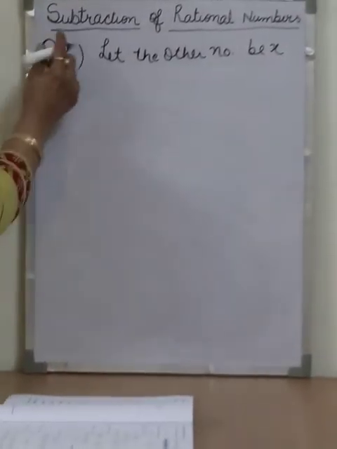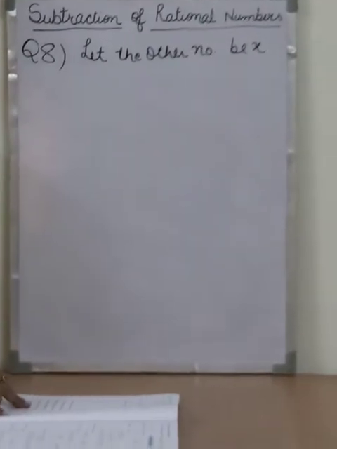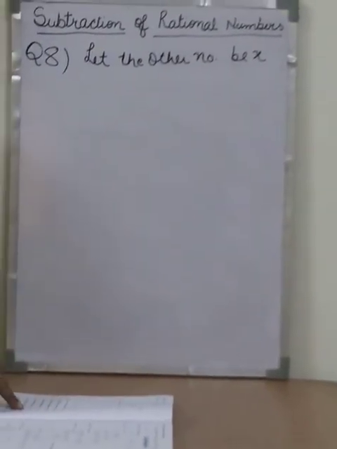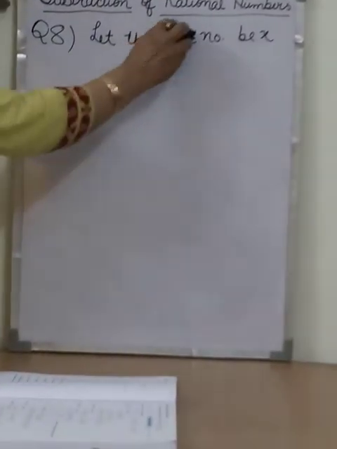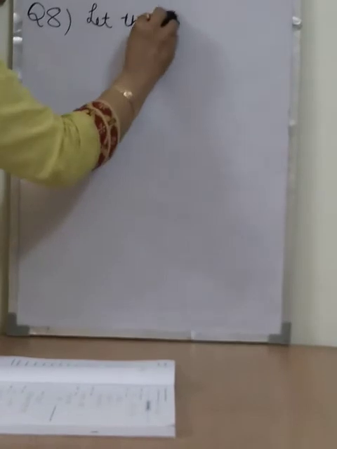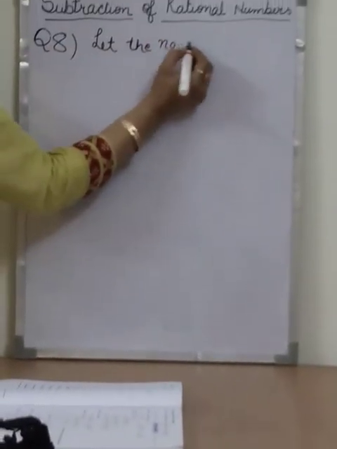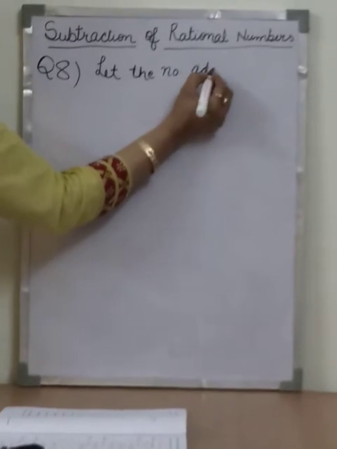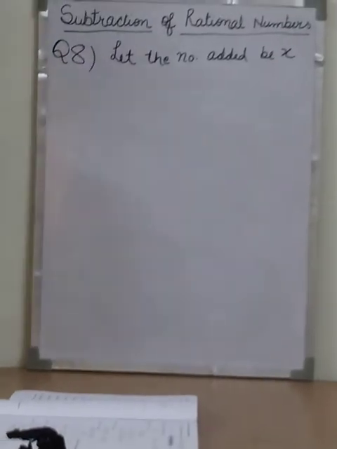Question number 8. They are saying, what should be added to 2 by 5 to get minus 1? So let the number added be x. Now we write the mathematical expression.